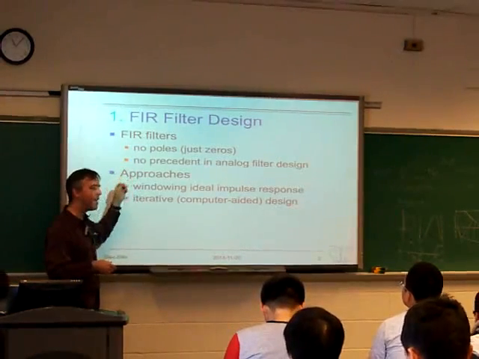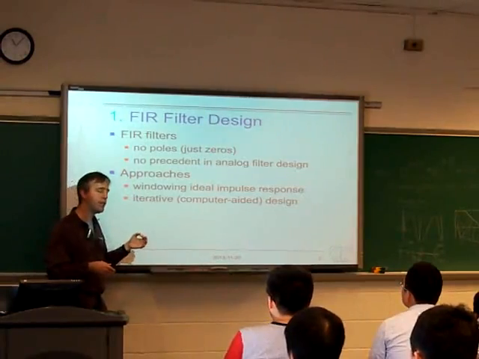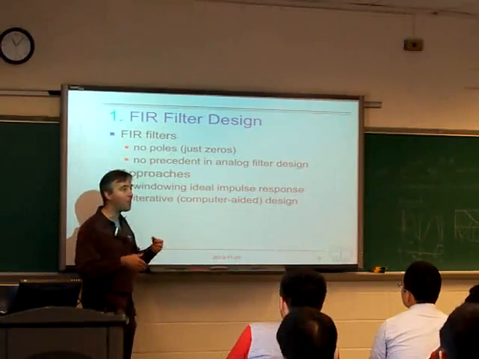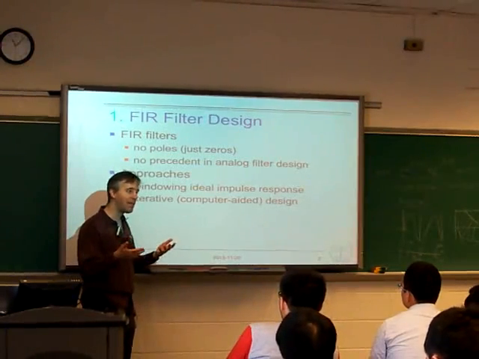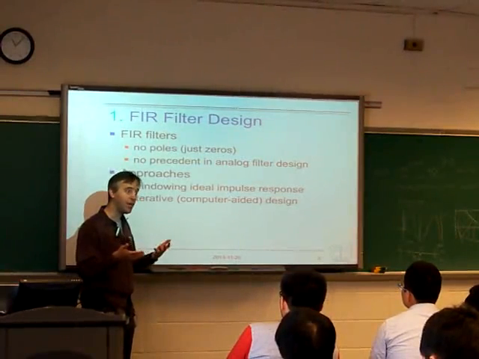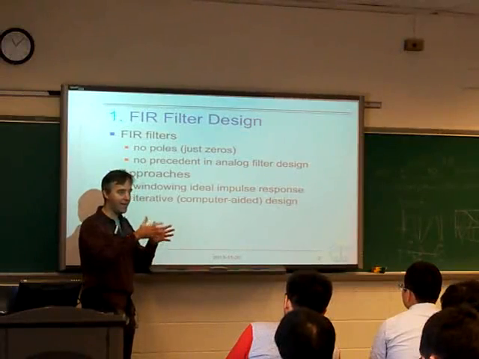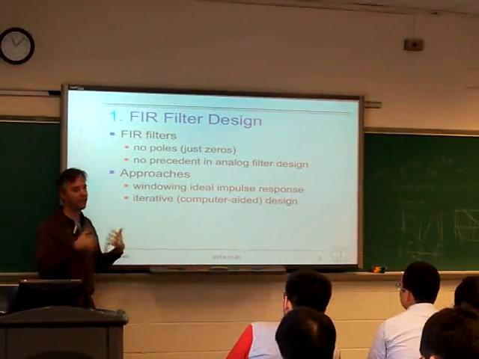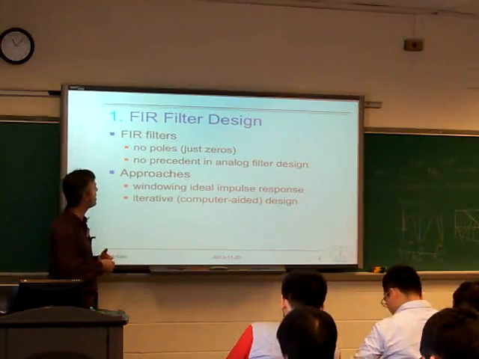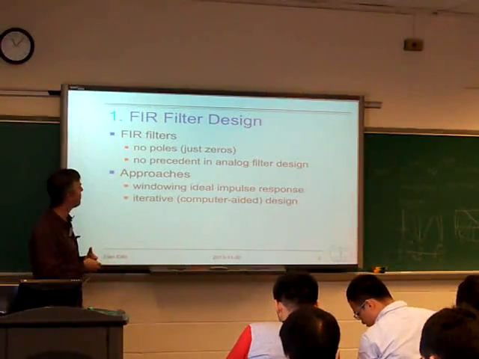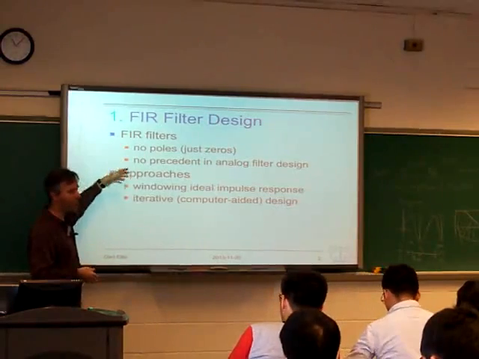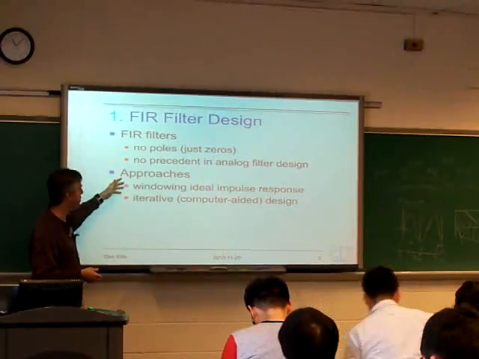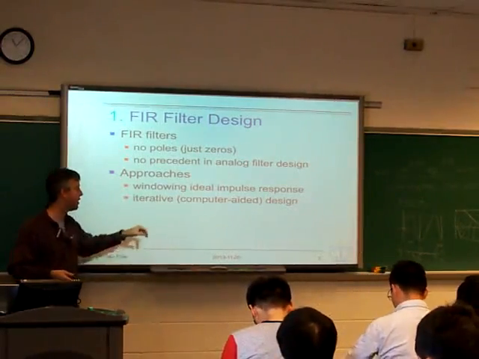There was no way to do this. No one had figured out a way to build these prior to the advent of discrete time systems. Now, actually, you can build sampled systems without using computers. You can have things like capacitor bucket brigade delays. And so there are ways you can do something like this in analog, but it was never something that was investigated because it didn't seem like a useful thing to do. So this is something that's kind of novel in DSP. And then we'll look at two ways of doing it: windowing the ideal impulse response, or the iterative computer-aided design.